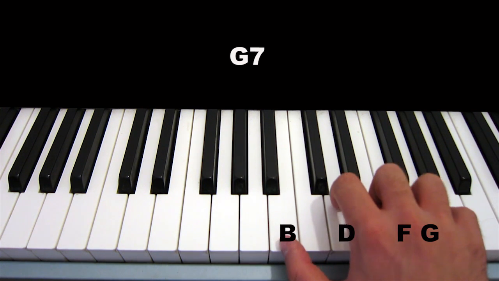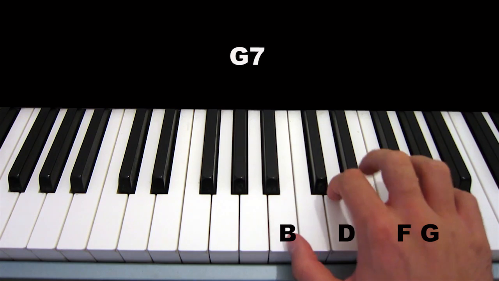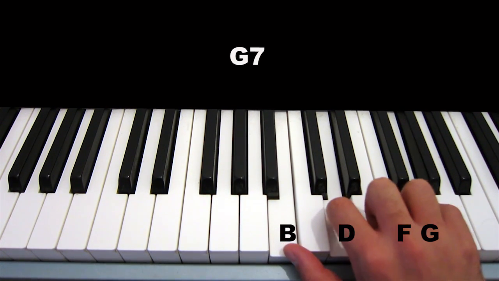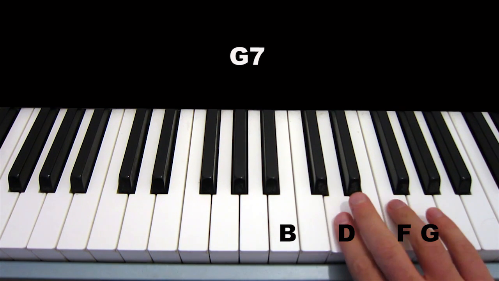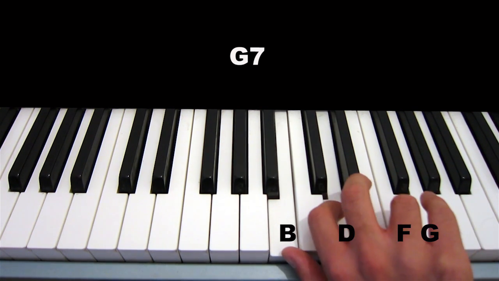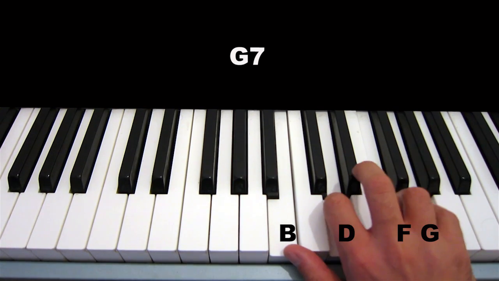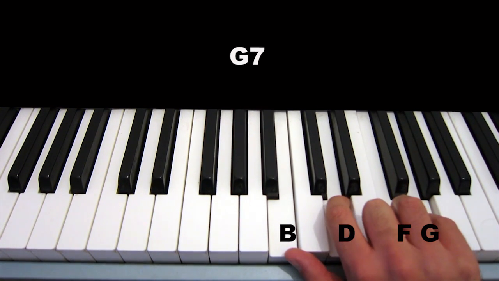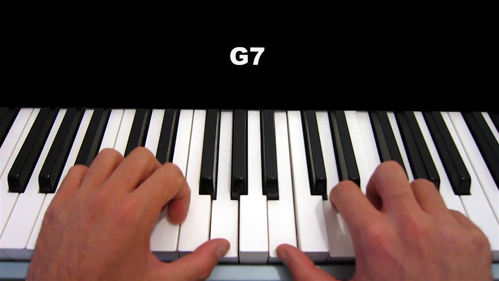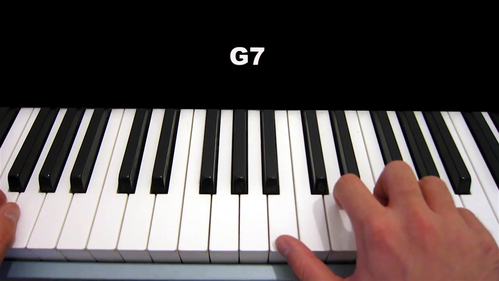So if we had a G chord, which is B, D, G, with the first, second, and fifth fingers, the only thing we have to do in order to play a G7th chord is to add the F note right here with the fourth finger. So B, D, F with the fourth finger, and G with the fifth. Okay, that's G7th, and we play the G in the bass, or maybe an octave lower.